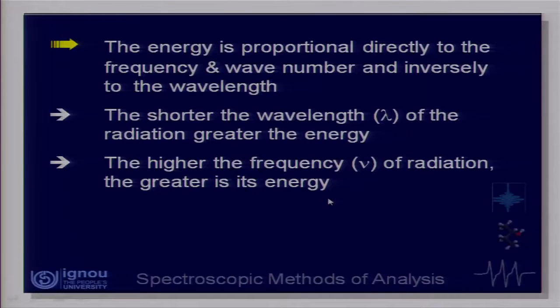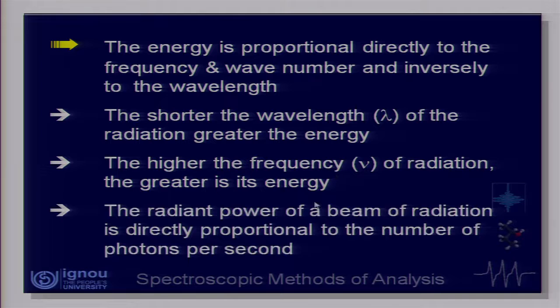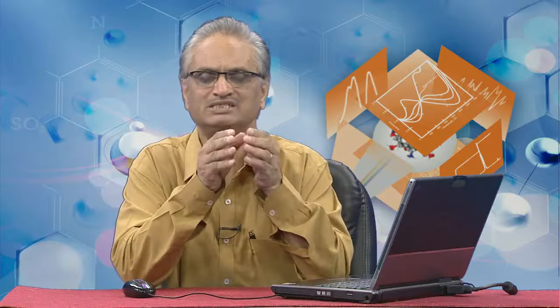Okay. Now, we also know that higher the frequency, essentially we are just trying to translate this statement over there, that there is a direct proportionality or an inverse proportionality. Now, this is crucial: the radiant power of a beam of radiation is directly proportional to the number of photons emitted per second. That is very important, because we visualize our radiation in terms of packets of energy. So, how many packets of energy are getting to a given target.